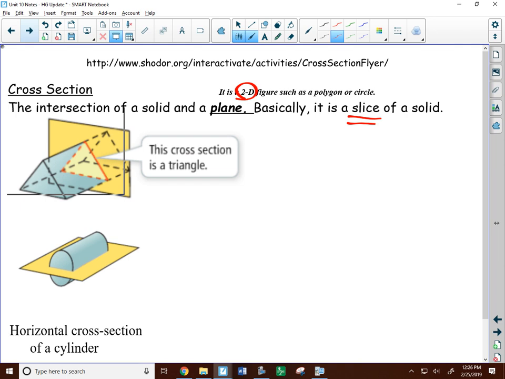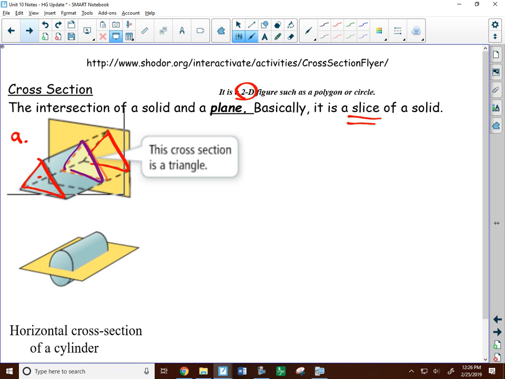Cross section. So this first one, this is A on your page. It's a triangle. So this is a triangular prism. And they sliced it right here, parallel to the bases. Anytime you're slicing parallel to the triangle bases, front and back, it's going to be the same shape. So right here they sliced it, and if you look at it, it would be a triangle.